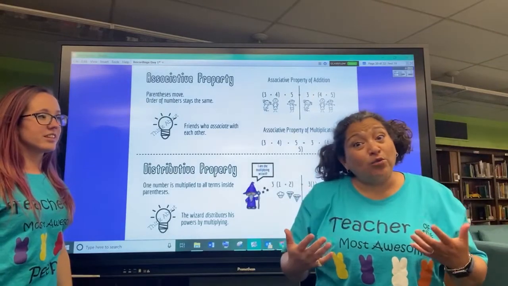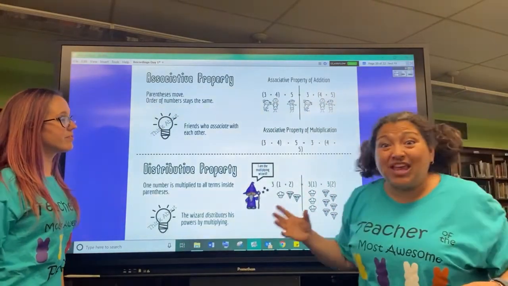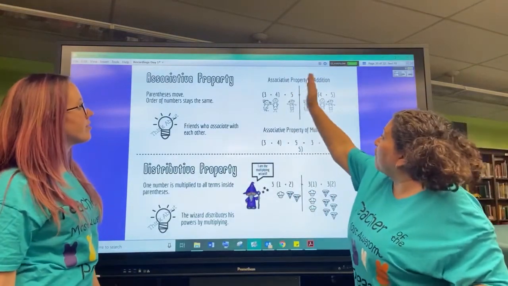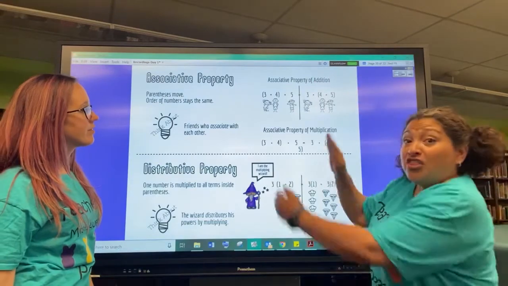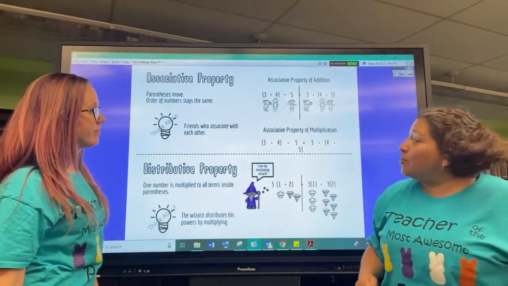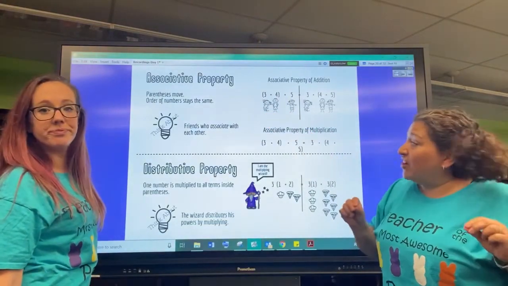Now the way to recognize this is to notice that the numbers stay in the same order before and after the equal sign. 3, 4, 5, 3, 4, 5. The only thing that has changed has been the position of the parentheses. So the order of the numbers stays the same. That's very important to remember.